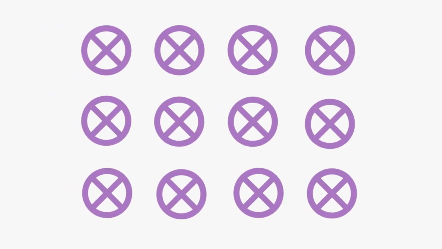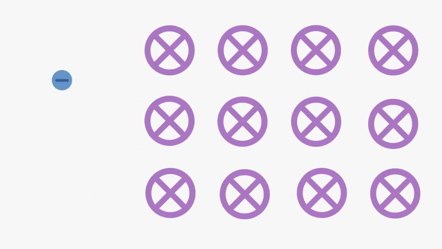What happens if we change the magnetic field direction by 180 degrees? Now the magnetic field points into the screen. If the electron moves from left to right through this magnetic field, it is no longer deflected upwards but downwards.